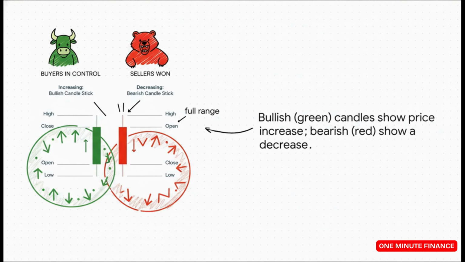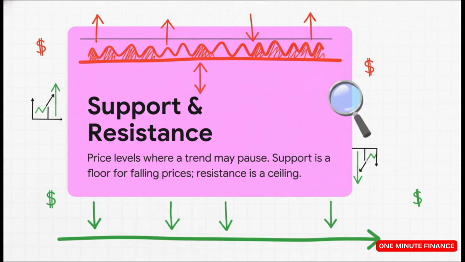And the colors basically tell you who won that battle. A green candle, we call that bullish, means the price closed higher than it opened, so the buyers were in control. A red or bearish candle means it closed lower. The sellers took that round. And those little thin lines sticking out, the wicks, they show you the entire journey the price took during that time.